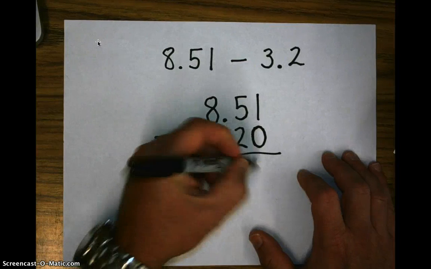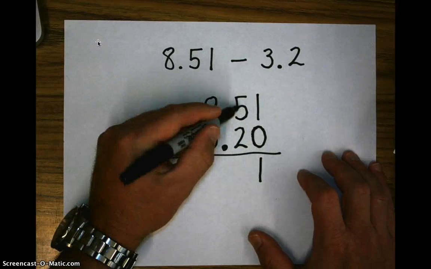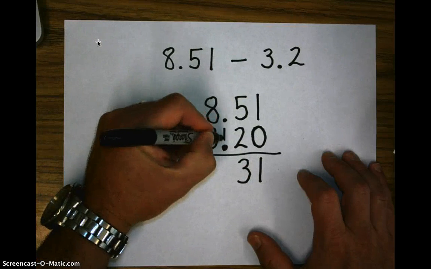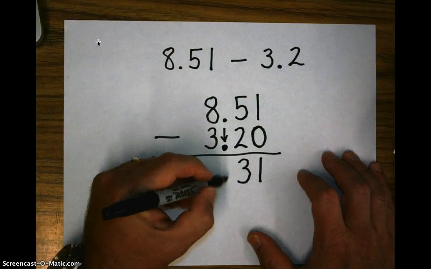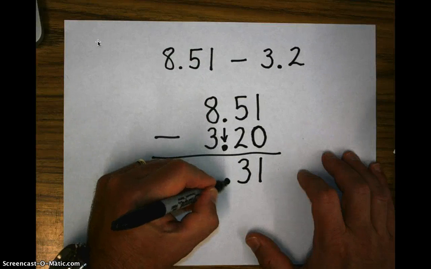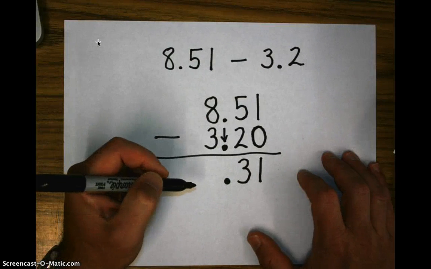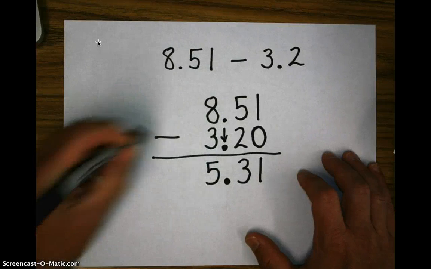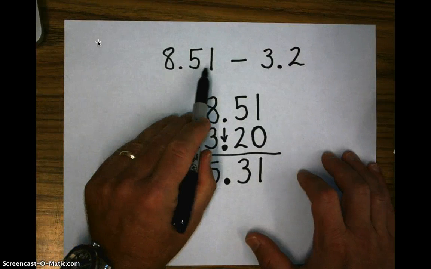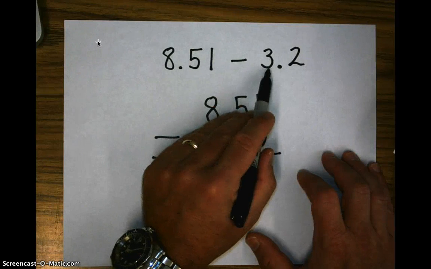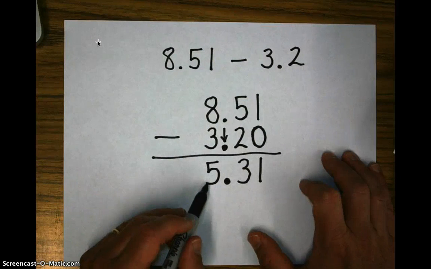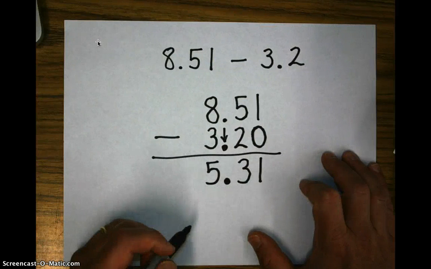1 minus 0 is 1. 5 minus 2 is 3. Again, very important. Bring that decimal down. Come straight down. 8 minus 3 is 5. So if I have 8 and 51 hundredths, and I subtract 3 and 2 tenths, my difference is going to be 5 and 31 hundredths.